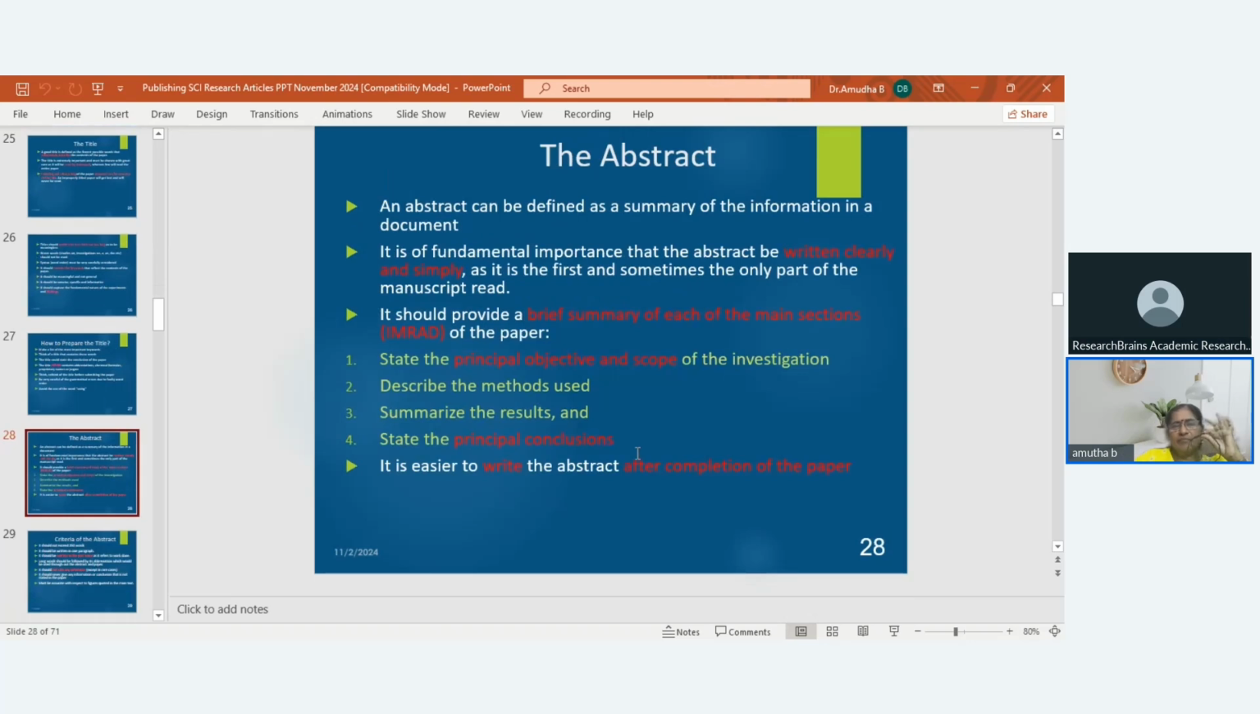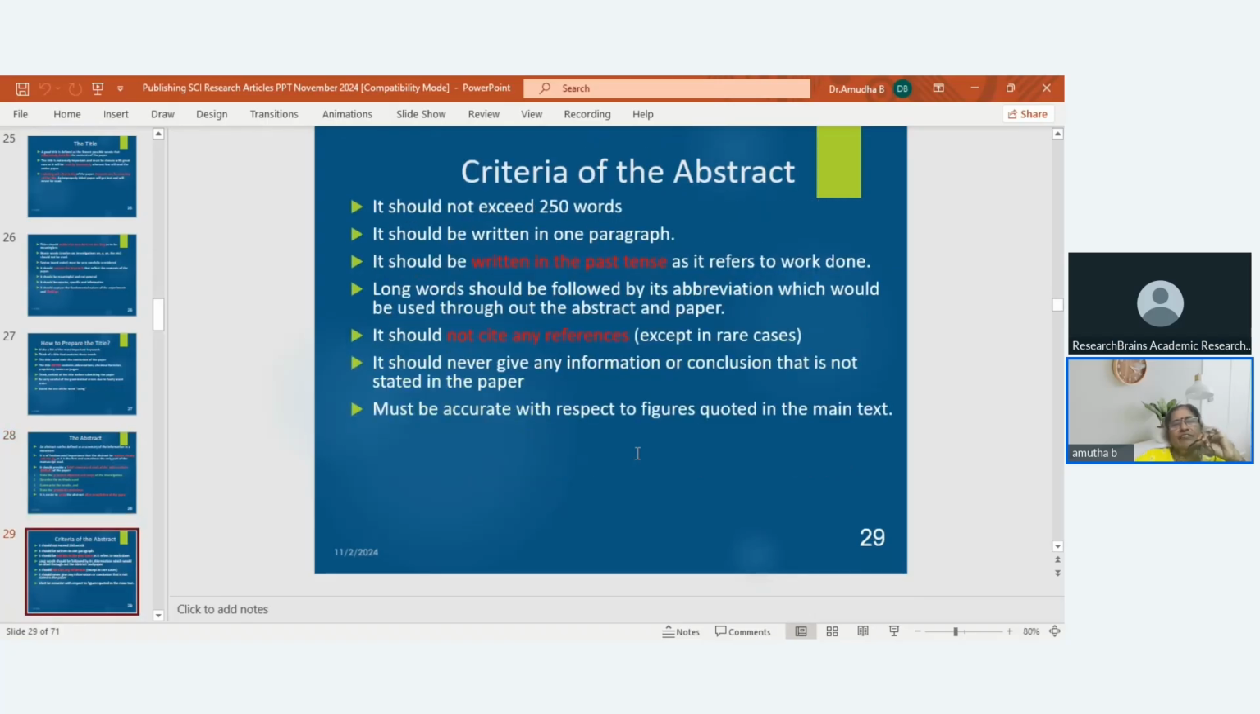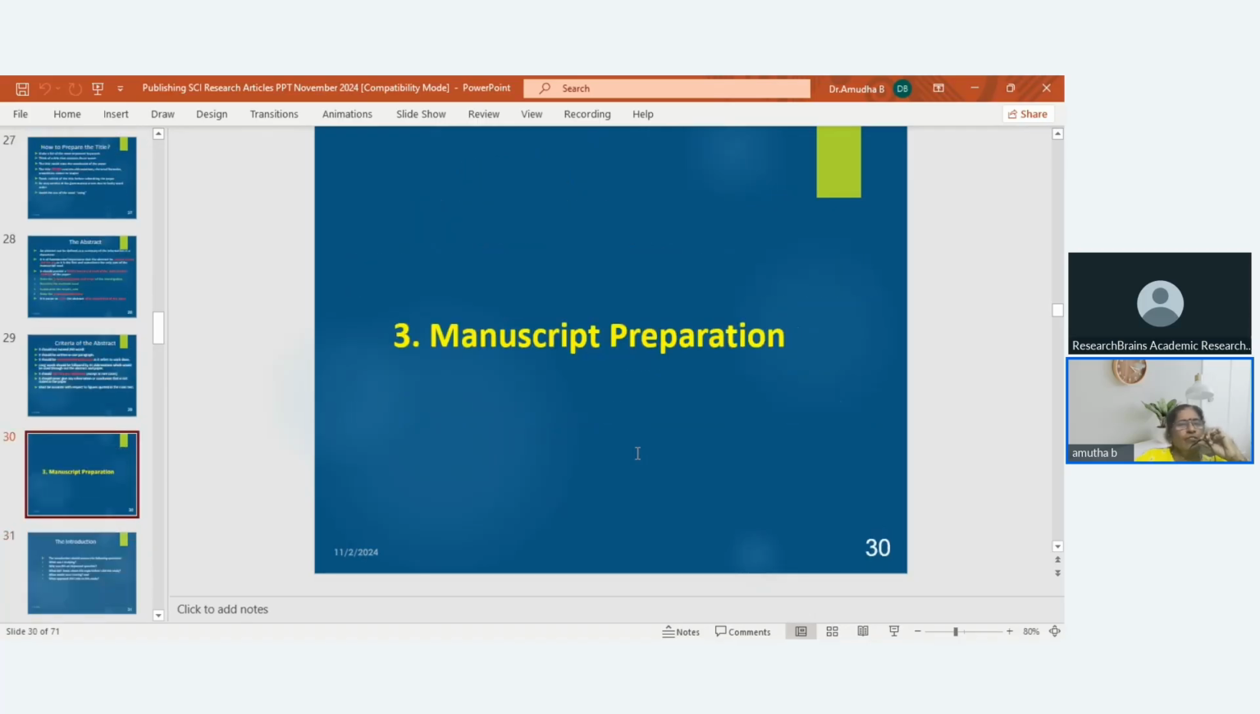And the abstract must be catchy. It should describe the entire content of the paper. IMRAD, that you know. And the criteria of the abstract will be given by the journal you are choosing. That is 250 to 300 words. That depends. And it must be accurate. No figures will be there in the abstract. That's all about how to select your journal.